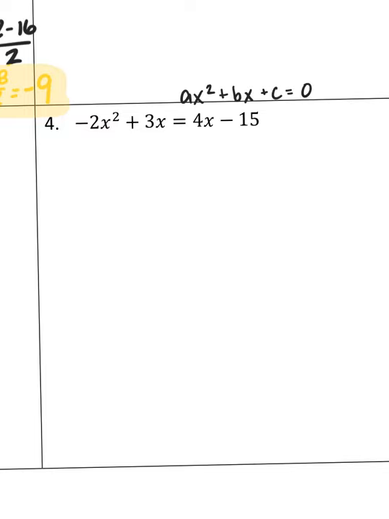So we need to rearrange some things, and we need to get all of this over here. So we're going to subtract 4x from both sides to start, and we get -2x squared minus x, or 1x, equals -15. And now we're going to add 15 to both sides.